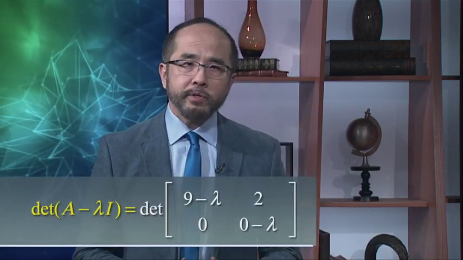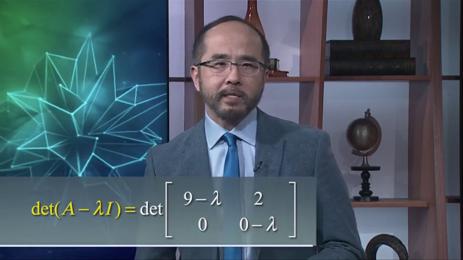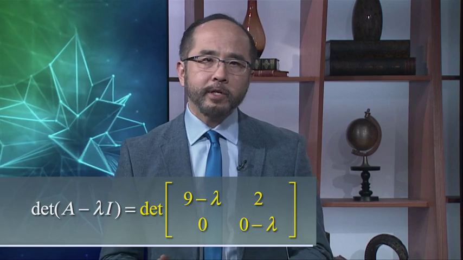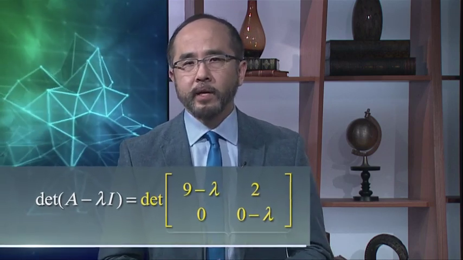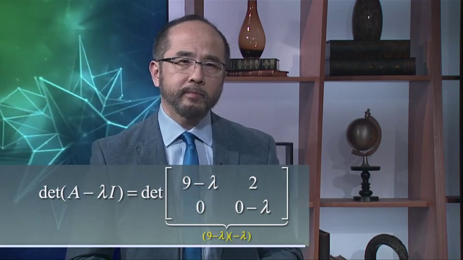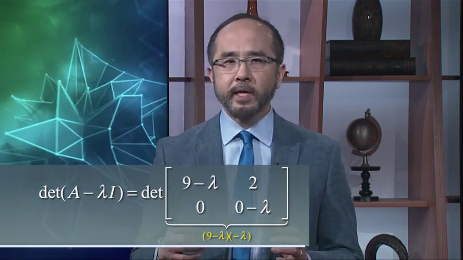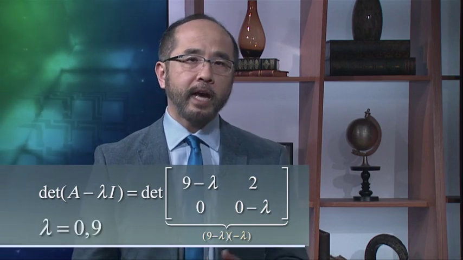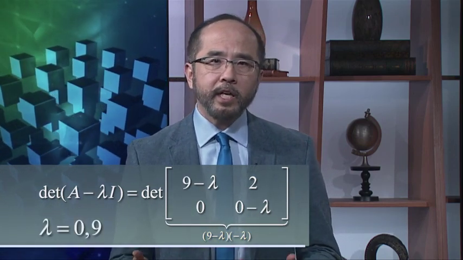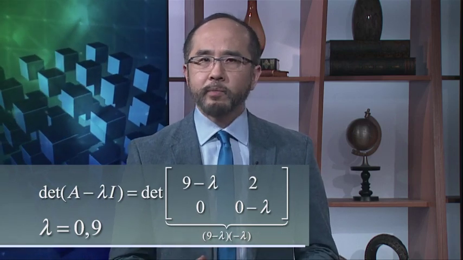Consider another example. Let A be the 2 by 2 matrix 9, 2, 0, 0. Its eigenvalues are roots of the determinant of A minus lambda I, which is the determinant of the matrix A with lambdas subtracted off the diagonal. This is just (9 minus lambda) times (minus lambda). To find the roots, you set that equal to 0, and you get the eigenvalues 0 and 9. Since they're not repeated, each of these has algebraic multiplicity 1.